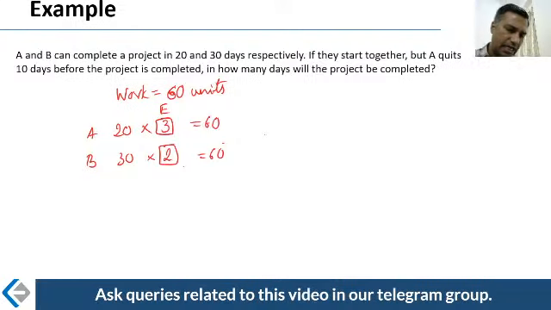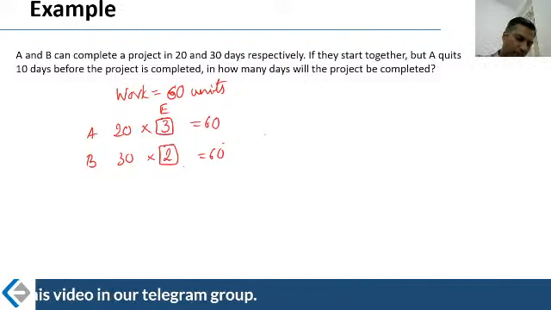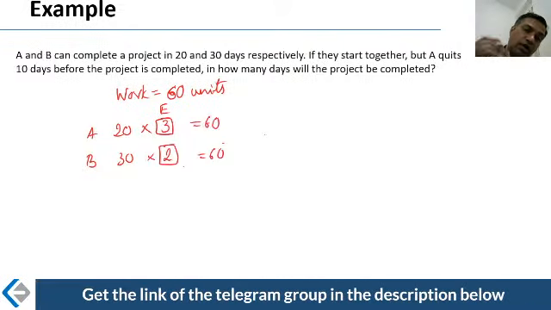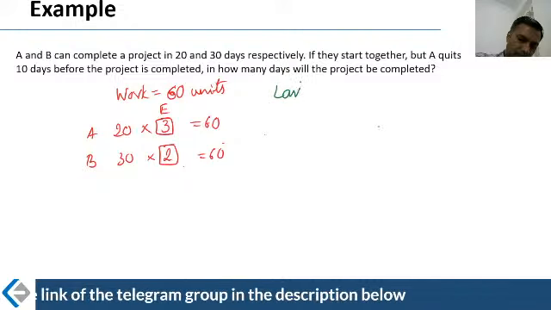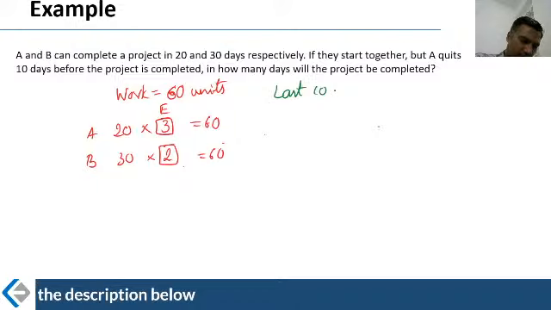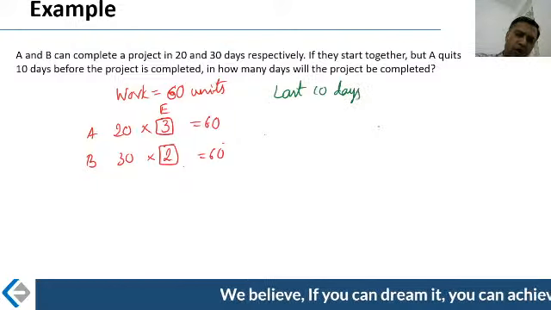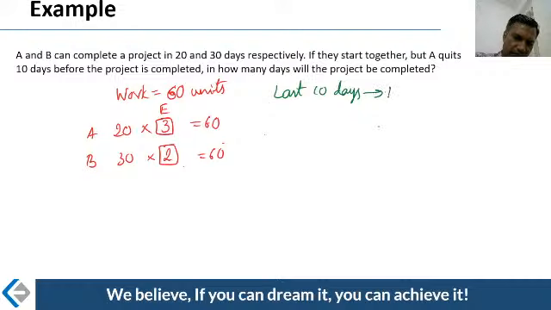What is the question? If they start together, good, but A quits 10 days before the project is completed. Now look at this. I don't know how many days it takes to complete, but 10 days before the completion, A quits. Therefore, how do I start this question? Last 10 days. I know what happened in the last 10 days. A was not there. B alone was there.